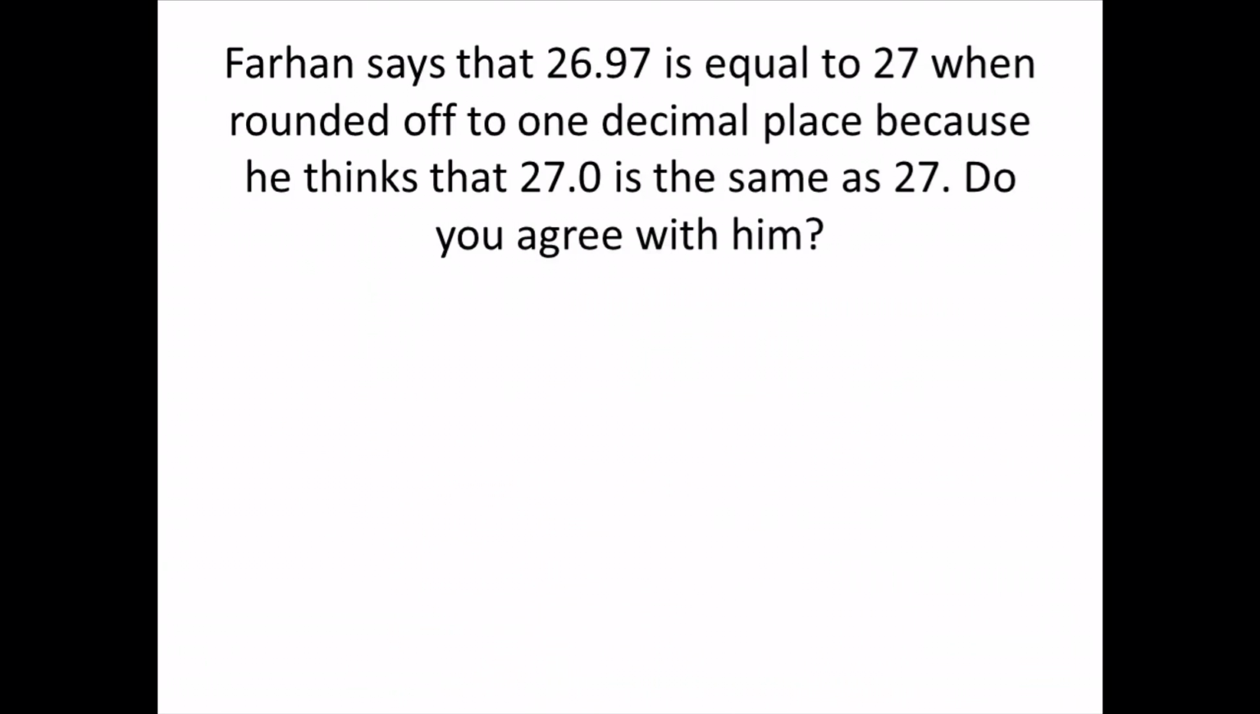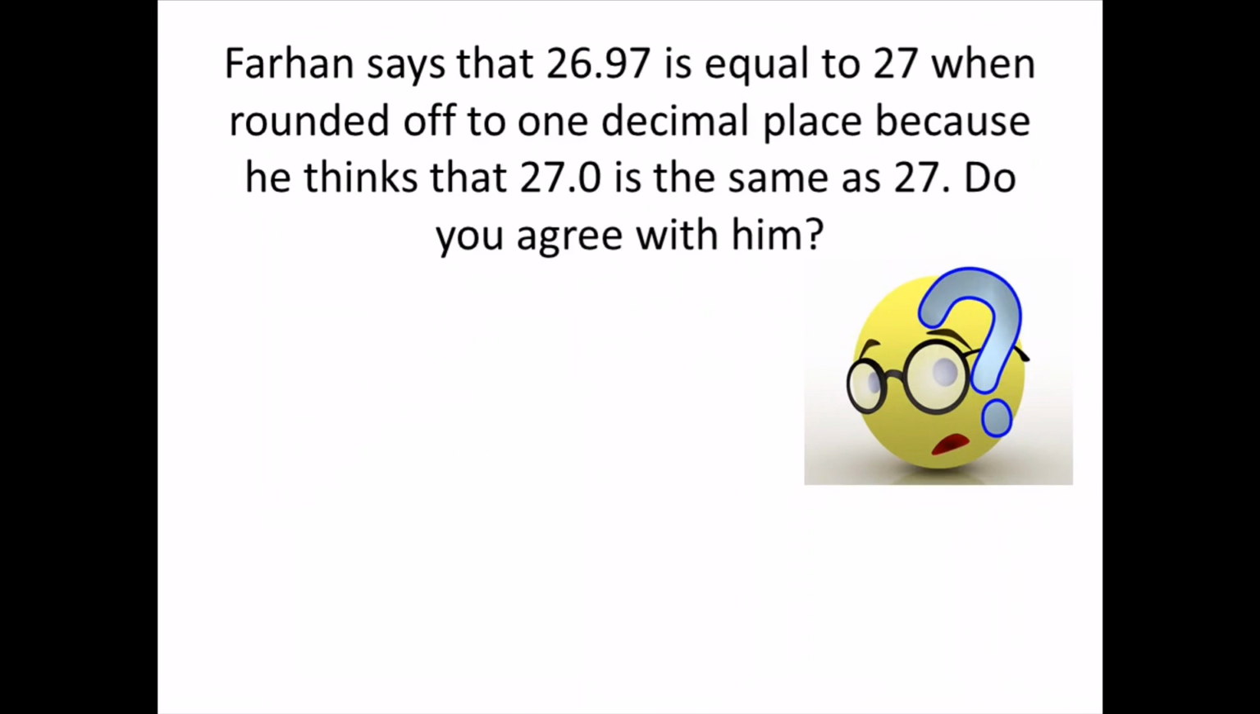The next question is, Farhan says that 26.97 is equal to 27 when rounded off to 1 decimal place, because he thinks that 27.0 is the same as 27. Do you agree with him? It is the same case. Yes, I agree with him that 27.0 is the same as 27 when we do calculations. But in this case, when the requirement of the question is to round off to 1 decimal place, we have to give our answer to 1 decimal place.